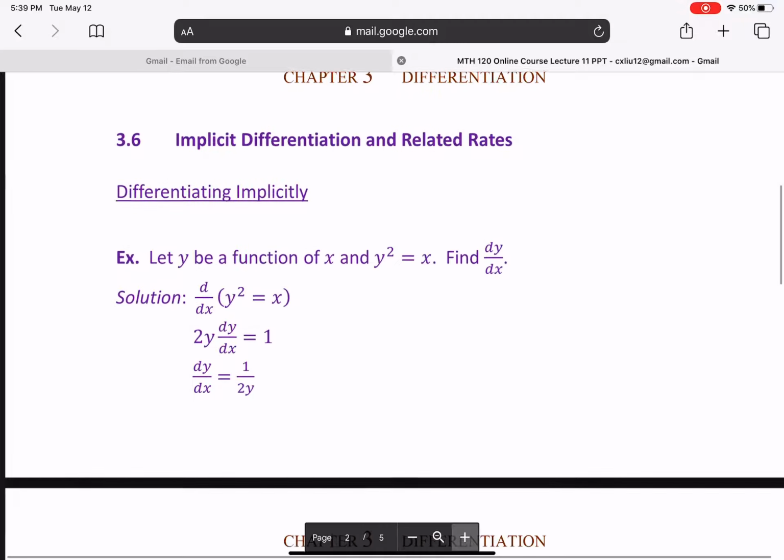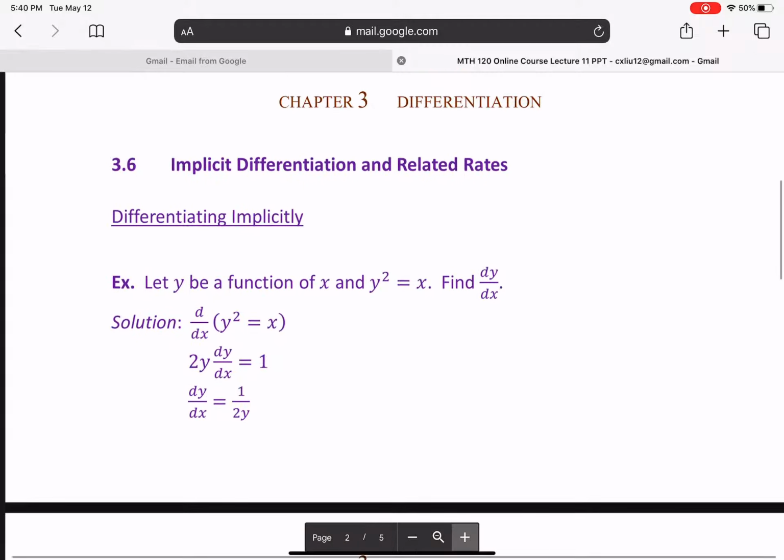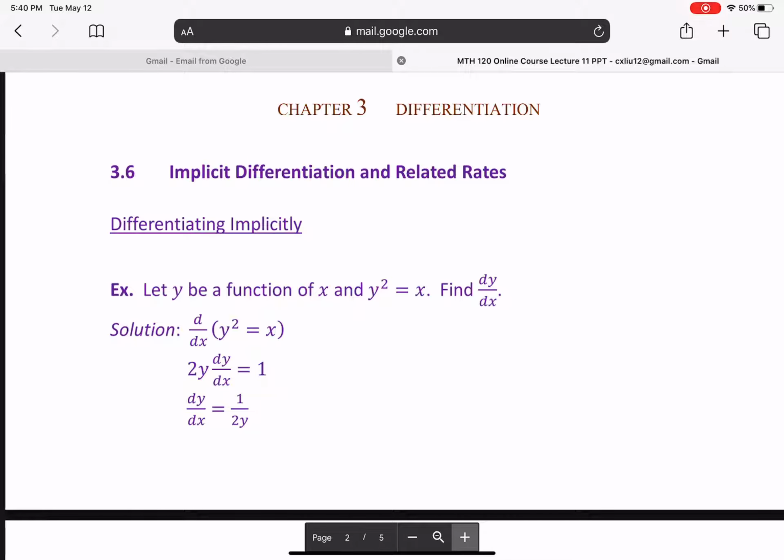So let's do an easy example. Let y be a function of x and y squared equals x. Find dy over dx. So this is an implicit function. We start by taking the derivative with respect to x on both sides to get 2y times dy over dx on the left. Remember, y is a function of x, so we need to use the chain rule. And on the right, we just get 1. So we can easily solve for dy over dx to get 1 over 2y.